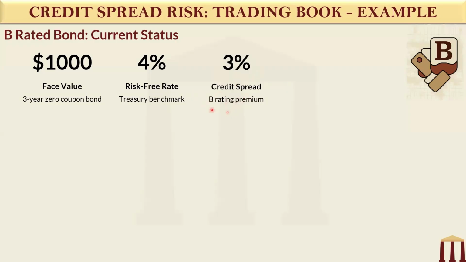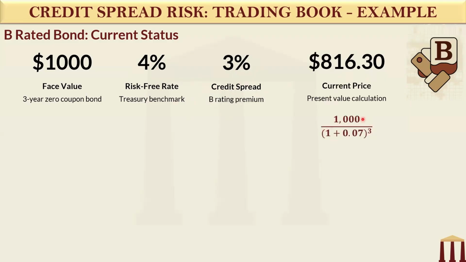So what is the total bond yield over here? Risk-free rate is 4%, spread is 3%. Total bond yield is how much? 7%, the sum of 4% and 3%, with annual compounding. So if you calculate the current price of the bond using a 7% yield, you will get 816.30. If you want, you can just do this calculation: 1000 divided by 1 plus 0.07 raised to the power 3. Simple annual compounding we are assuming. You will get 816.3.